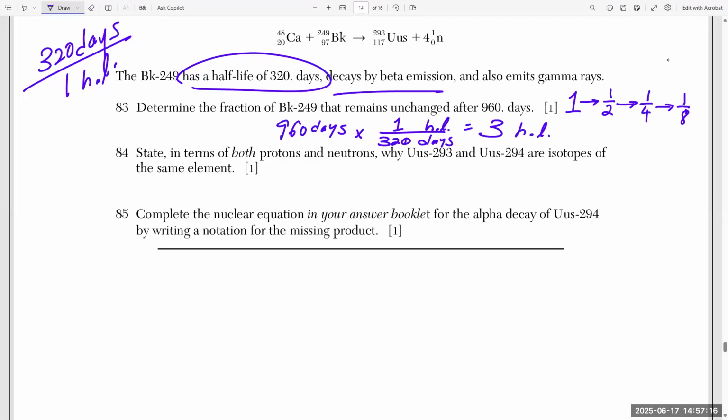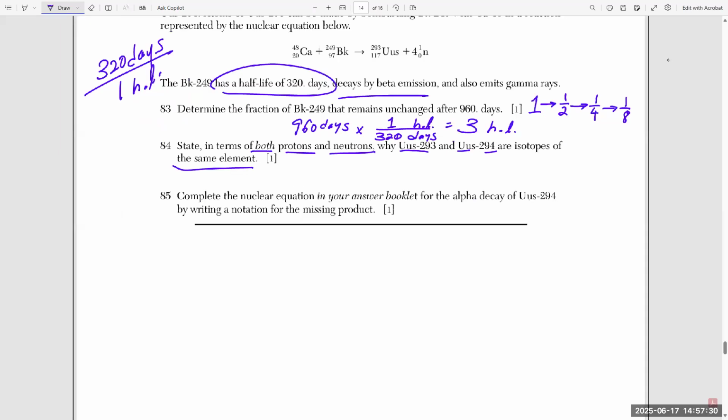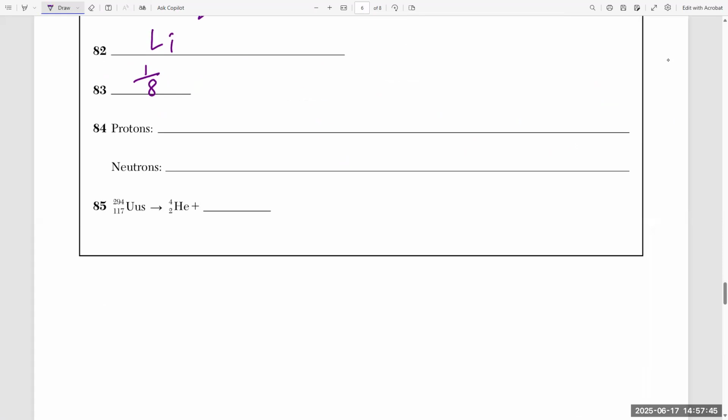Okay. State in terms of both protons and neutrons why Uus-293 and Uus-294 are isotopes of the same element. Again, the definition of an isotope is that the number of protons is the same. And what do we know about neutrons? Neutrons are different. So let's go take a look. And sure enough, that's literally what we're going to write. We're going to write same here, and we're going to write different.